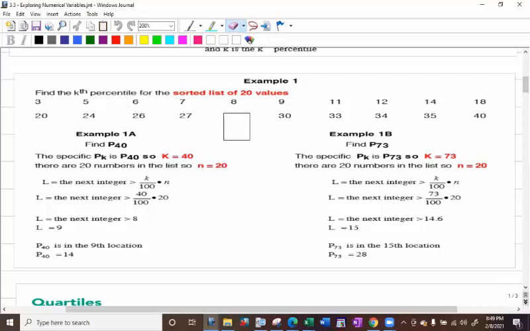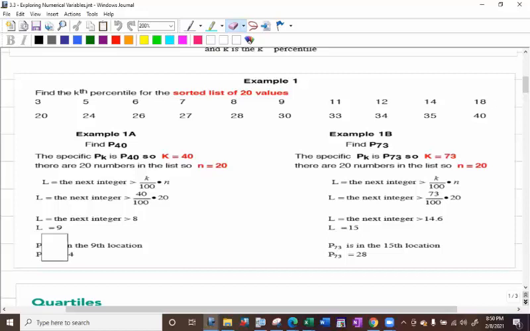Sorted values, and we want to find P40, the 40th percentile. And there's 20 numbers in the list. So we take 40 divided by 100 and multiply it by 20, which gives us 8. But even though that's a whole number, we still go up to the next integer. I'm glad they did this example this way. I got this from another book. It goes up from 8 to 9.